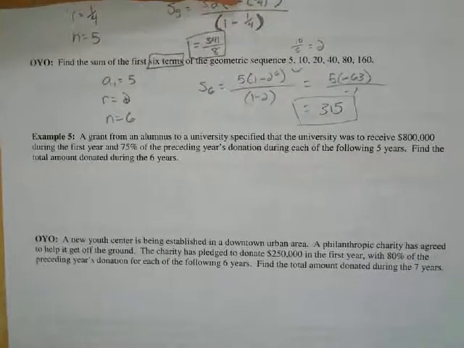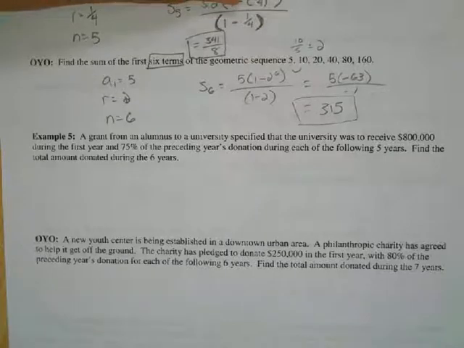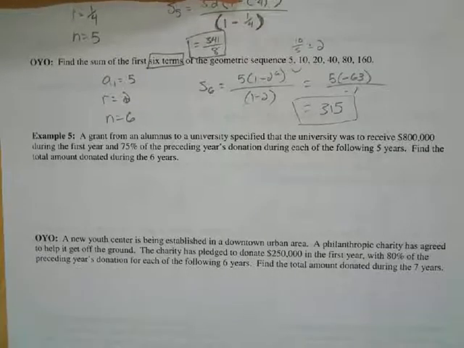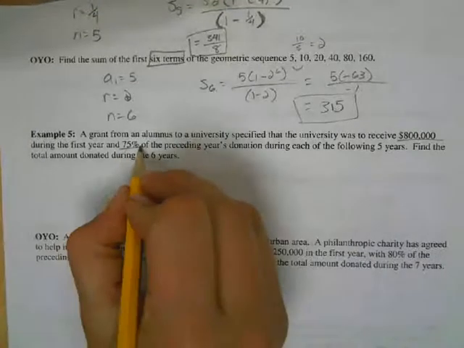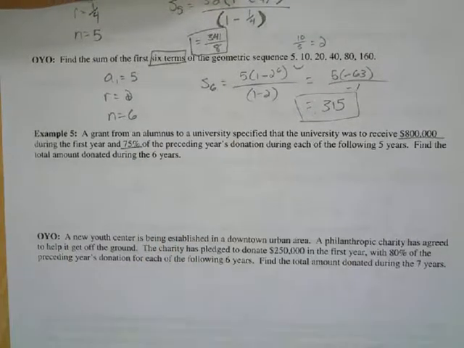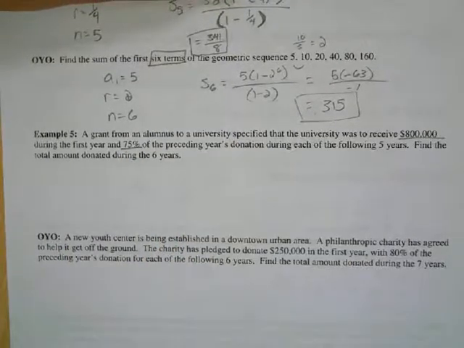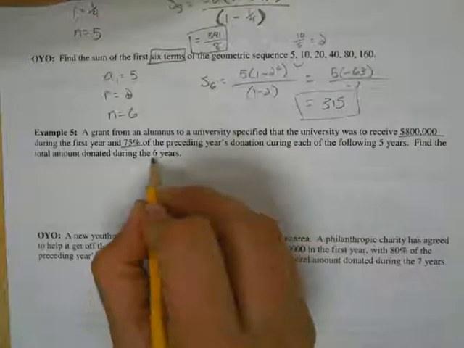A grant from an alumnus to a university specified that the university was to receive $800,000 during the first year and 75% of the preceding year's donation during each of the following 5 years. Find the total amount donated during the 6 years.